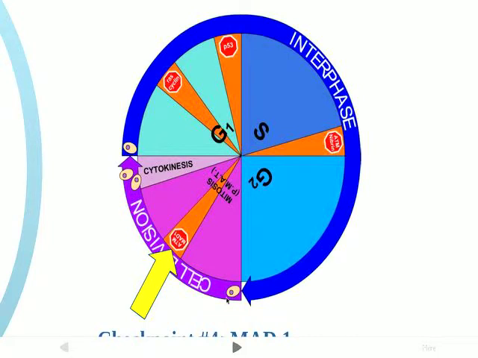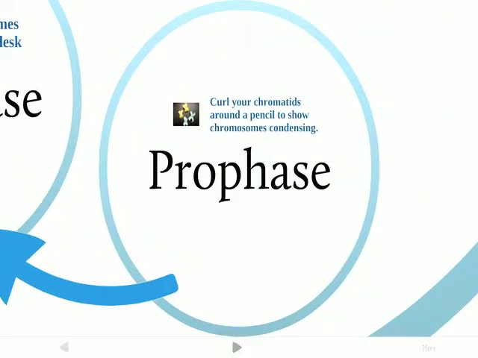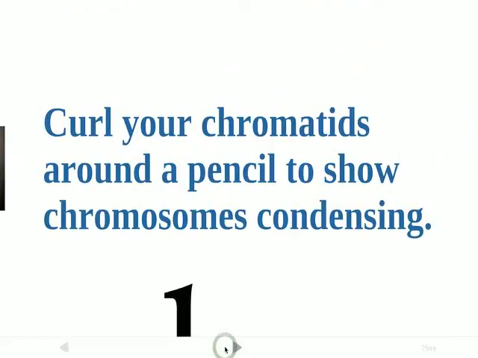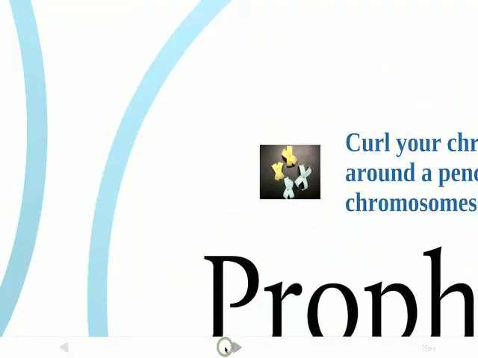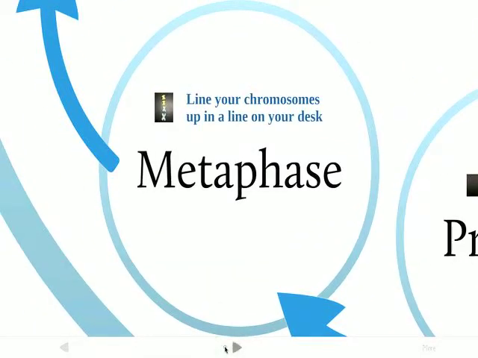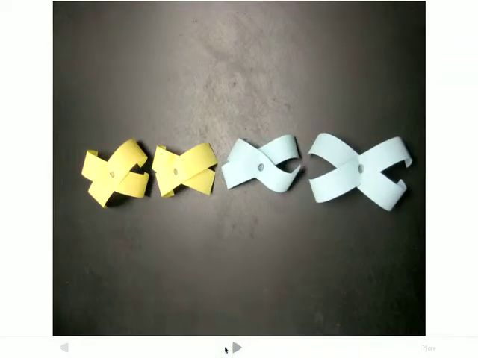Another name for the cell division part of the cell cycle is the M phase, and that M comes from mitosis. And so the cell division, or the M phase, includes mitosis and cytokinesis. So we're going to go through mitosis first. Mitosis starts with prophase. In prophase, the chromosomes condense. So we used a pencil to curl the chromosomes so that they got smaller. And then we moved into metaphase, where the chromosomes line up in the middle of the cell. So we lined up the chromosomes in a line on the desk.